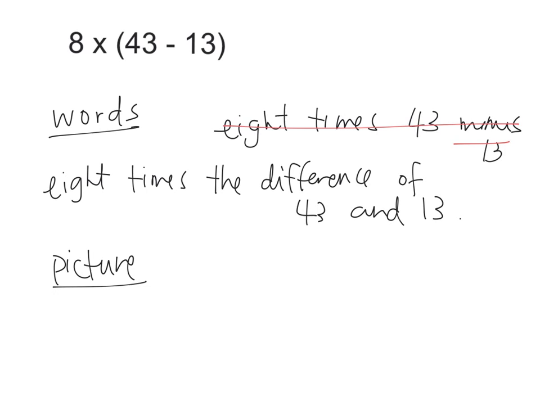If I were to tell you to do 8 times 43 minus 13, what would you do first? What would be the first thing you would do? You would multiply 8 and 43. If I tell you to do 8 times the difference of 43 and 13, what would be the first thing you would do? 43 minus 13. You would subtract first. Do you guys see the difference in those two word forms? Good. Okay, go ahead and draw a picture that represents 8 times the difference of 43 and 13.